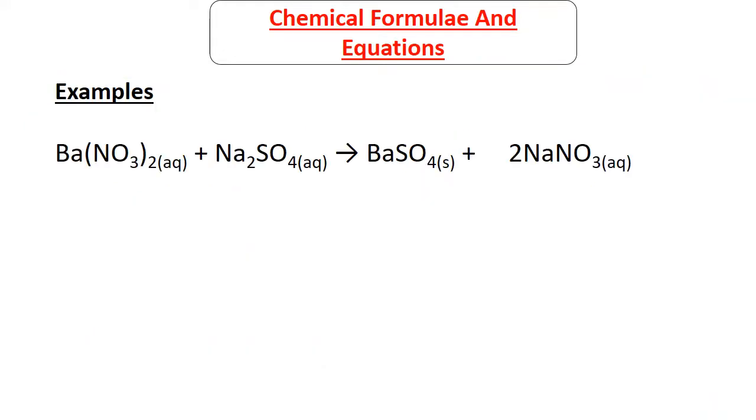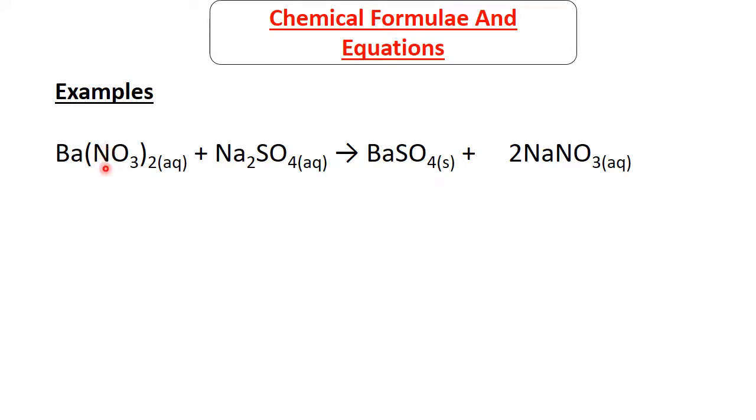So here's an example. Barium nitrate reacts with sodium sulfate to form barium sulfate and sodium nitrate. So how do you deal with this one? The first step is to make sure that the equation is balanced. If we look at this, we have one barium here, and we have one barium on the other side.